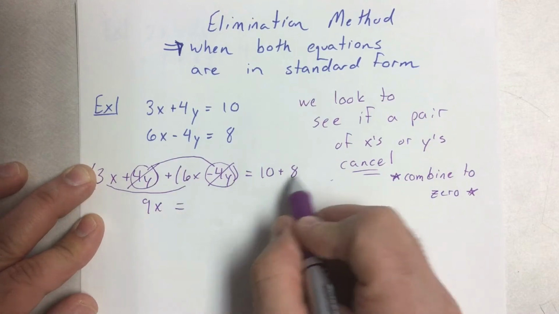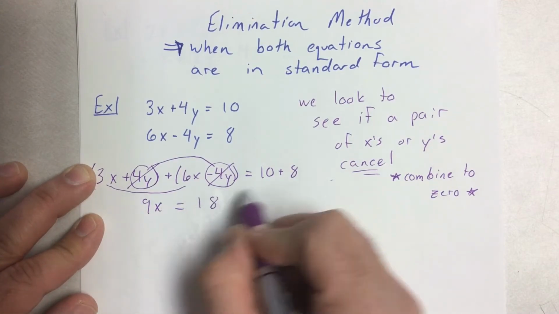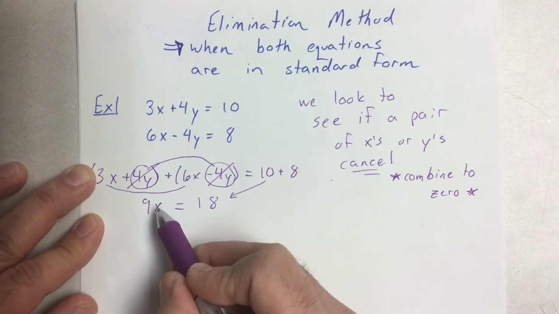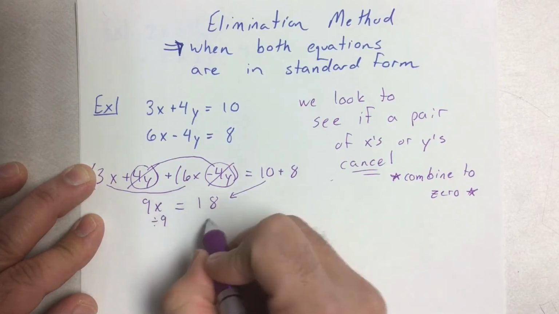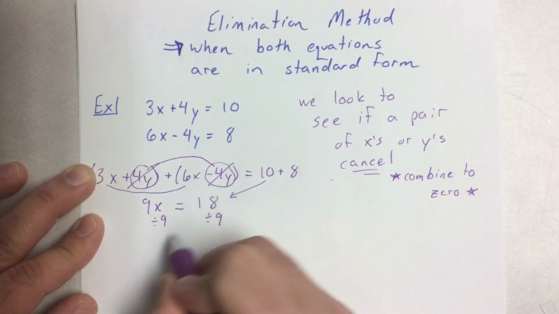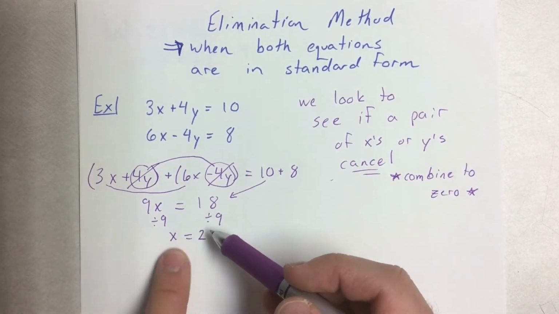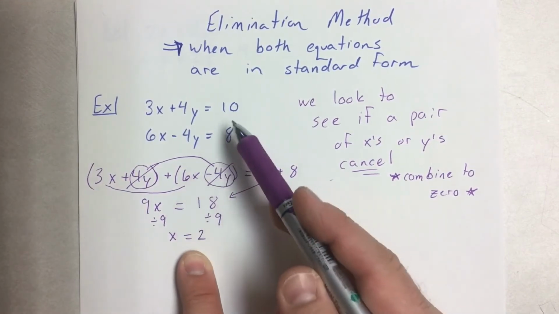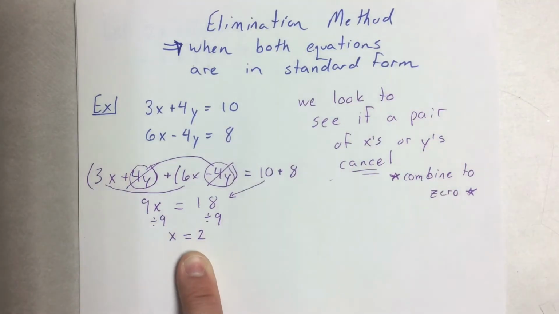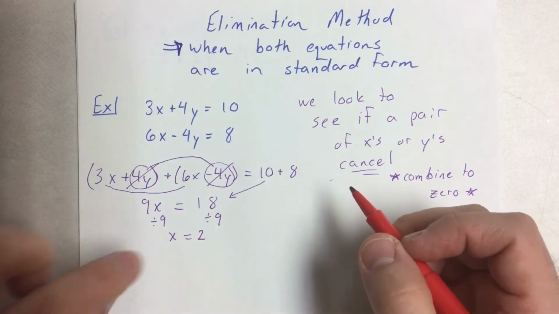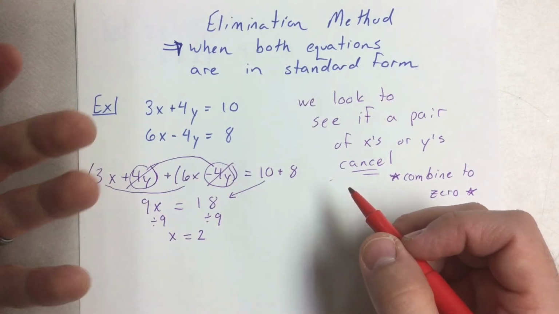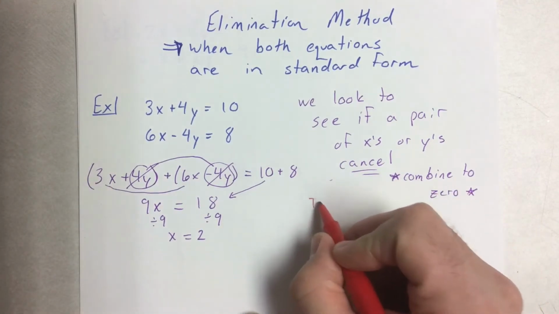So then 10 plus 8 is 18. So now we know from here we divide by 9, and 18 divided by 9, we get x to be 2. But as with the other methods, once we get our first value, we have to place it back into the other value. And I want to say here, with the substitution method, we placed this into what was called the initial equation.